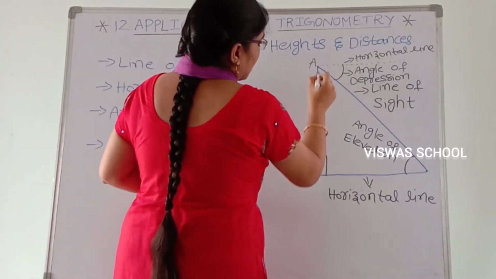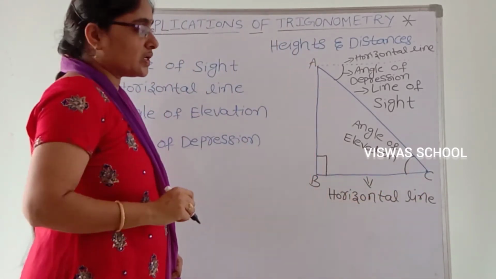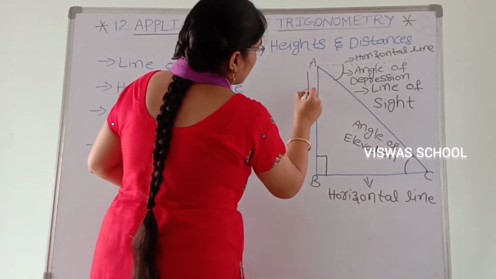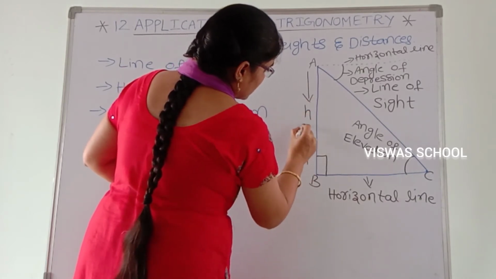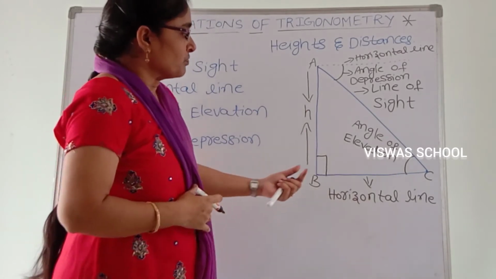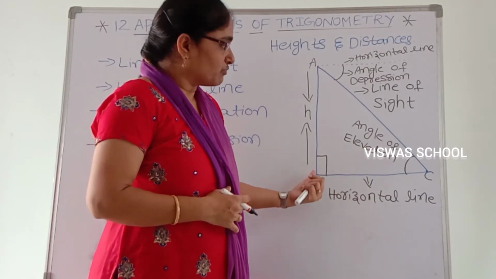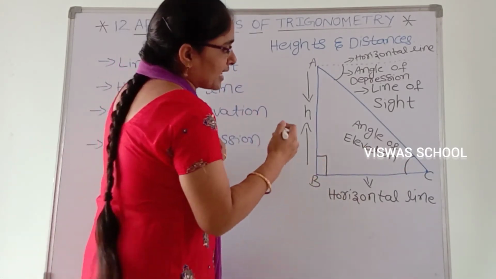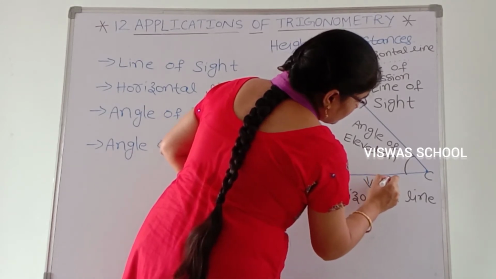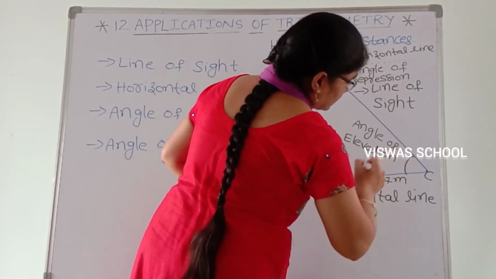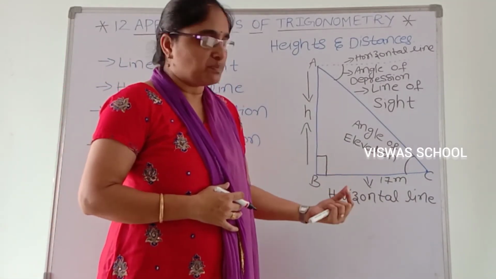I am naming these as A, B and C. Now we have the three sides and I want to find the height of a pole. I am taking this as H. Now, what is the distance from the object to the person? That is, from the pole to the person. Suppose it is 70 meters. This is the distance from the object to the person.